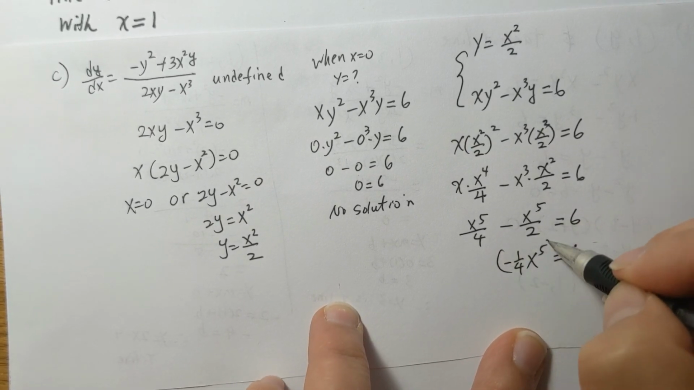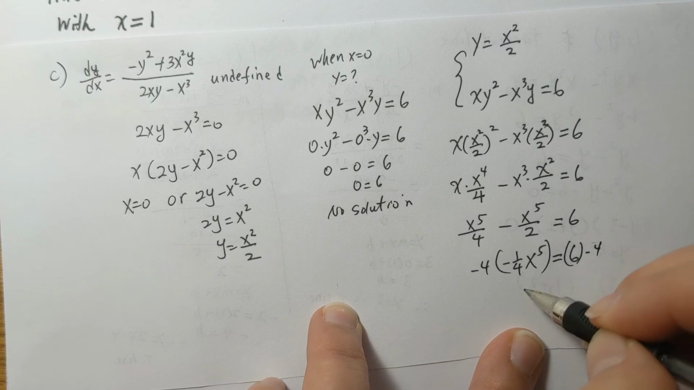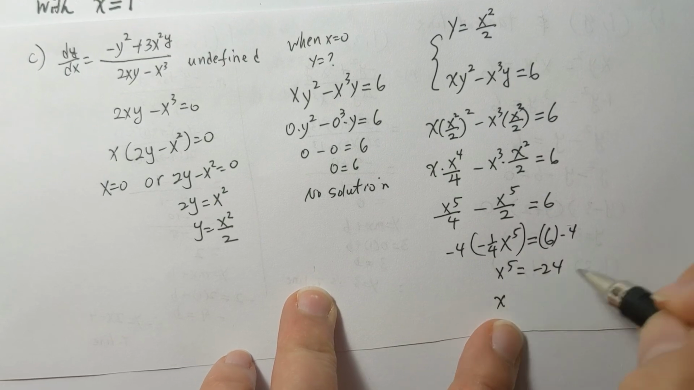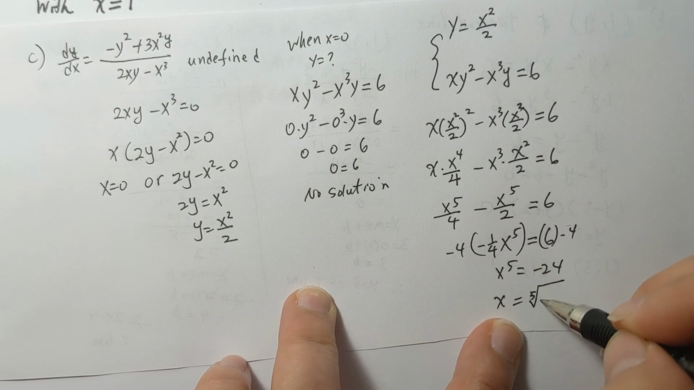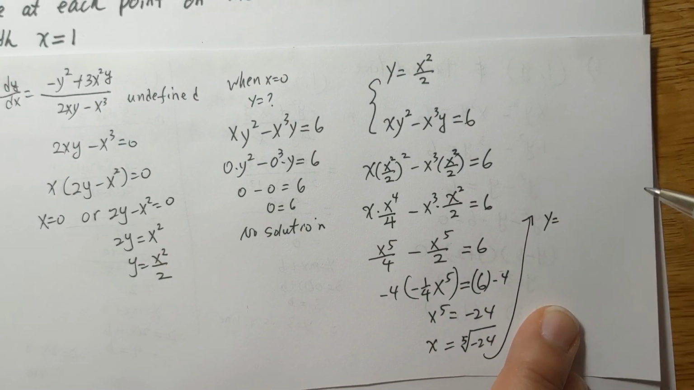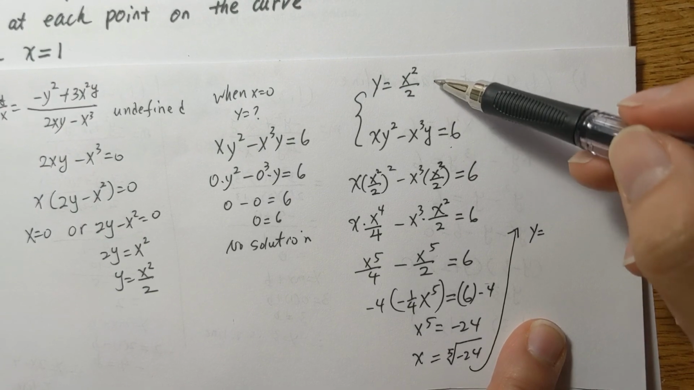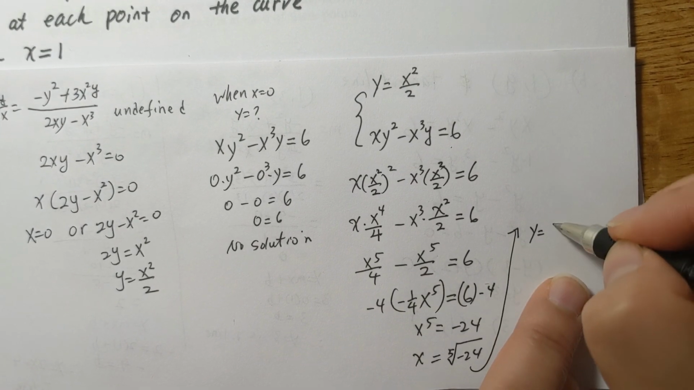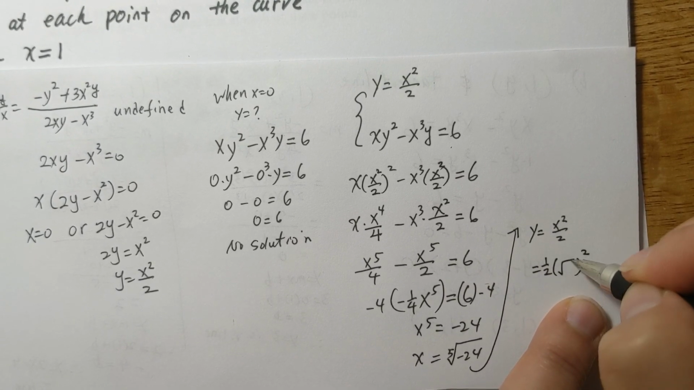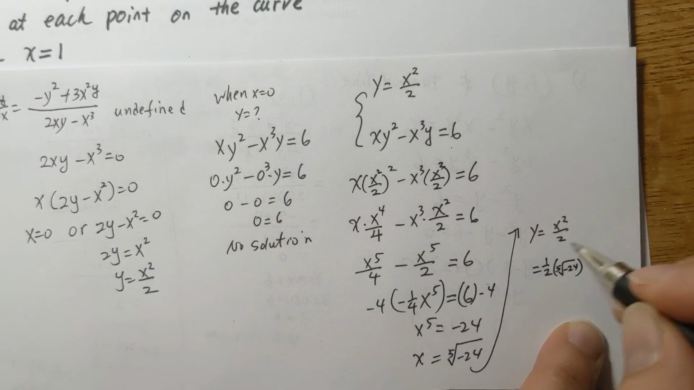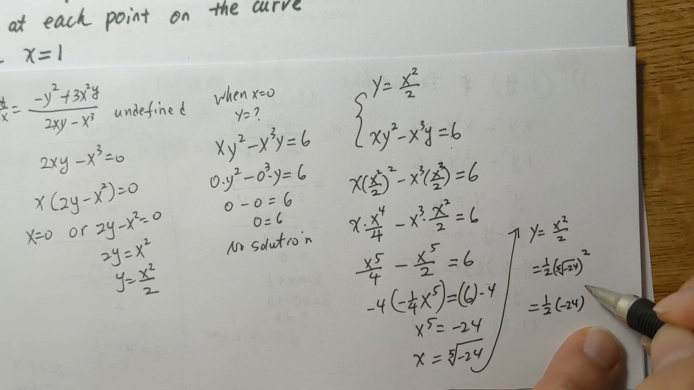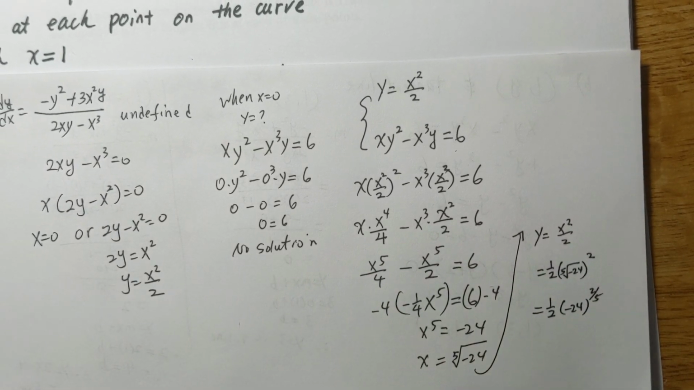So we're going to multiply negative 4 on both sides. And this is a fifth root. So we're going to have x equal to the fifth root of negative 24. So we found the x value. Let's go find the y value. So to find the y value, you can use this equation or this one. Definitely we're going to use the easy one. So we found the y value. If you want to simplify it a little bit, then it's going to be this. So we finished question number 4.